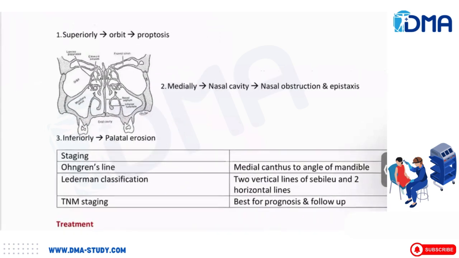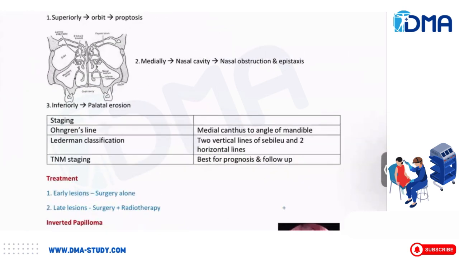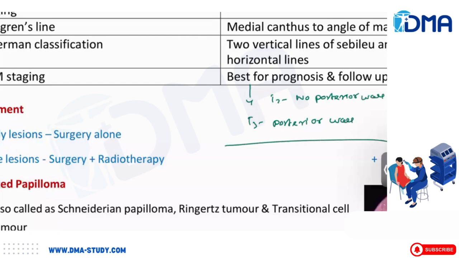Okay, fine. Now, looking at the staging, which are all important. Ohngren's line is from the medial canthus to the angle of mandible. The name alone you have to understand. The Lederman classification, 2 vertical lines and 2 horizontal lines are drawn. Then TNM staging, best for prognosis and follow-up. One thing about TNM staging is T3 is involvement of the posterior wall. T2, no posterior wall. If you understand this now, you could solve a lot of MCQs.